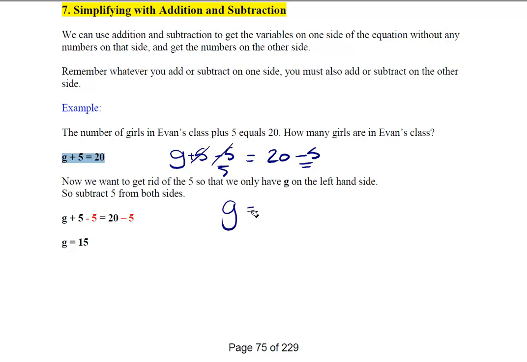You're left with only g. 20 minus 5 is 15. So we know that the number of girls in Evan's class is 15.